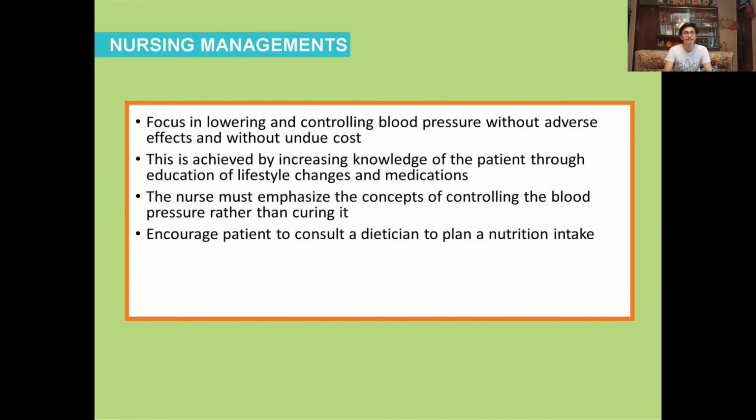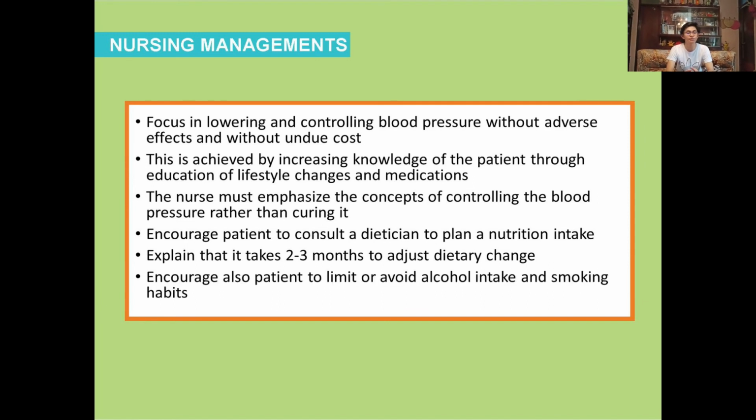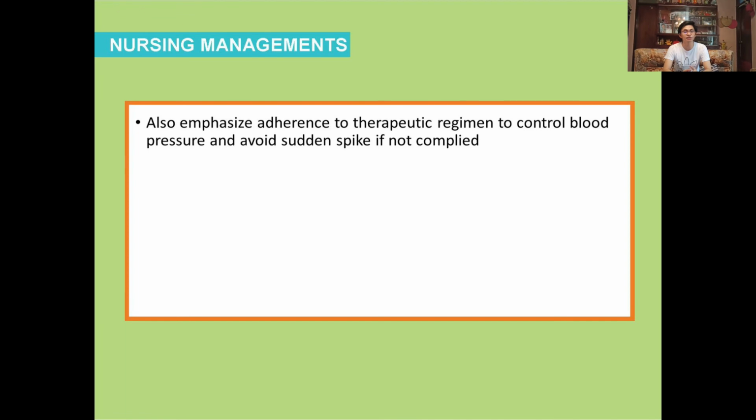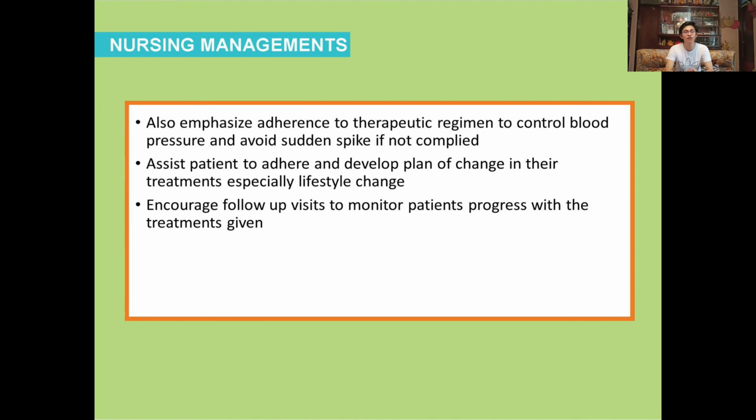Encourage patients to consult a dietitian to plan a nutrition intake. Explain that it takes 2 to 3 months to adjust to dietary changes. Encourage also patients to limit or avoid alcohol intake and smoking habits. Also, emphasize adherence to a therapeutic regimen to control blood pressure and avoid sudden spikes if not complied with. Assist patients to adhere and develop a plan of change in their treatments, especially lifestyle change. Encourage follow-up visits to monitor patients' progress with the treatments given.